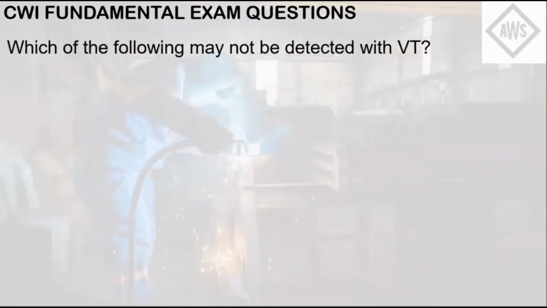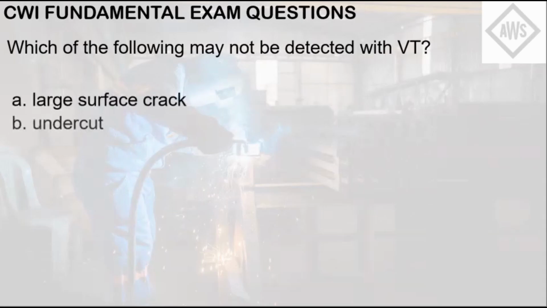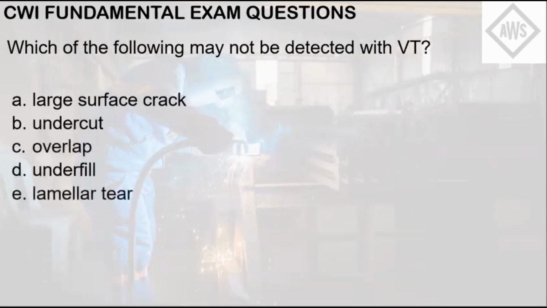Which of the following may not be detected with VT or visual testing? Letter A, large surface cracks. Letter B, undercut. Letter C, overlap. Letter D, underfill. Letter E, lamellar tear. For the choices here, large surface cracks, undercut, overlap, and underfill can be detected by visual testing because these commonly occur on the surface of the weld.